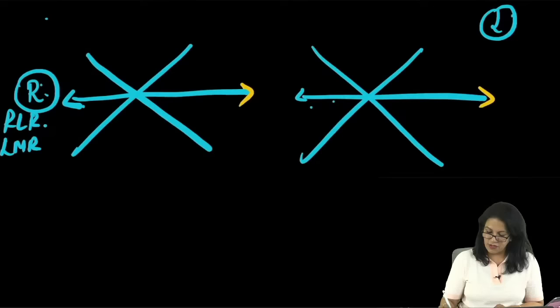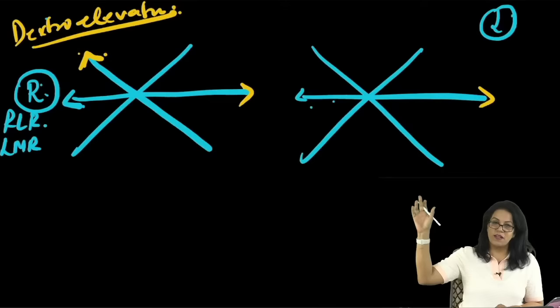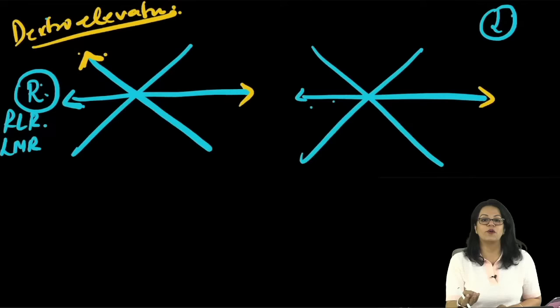We know this. So when I'm looking at the dextro elevation, what is this gaze called? Dextro elevation. I'm looking up and towards the right. So if there is a dextro elevation, which muscles elevate? We have to think like this. The superior rectus, inferior oblique.